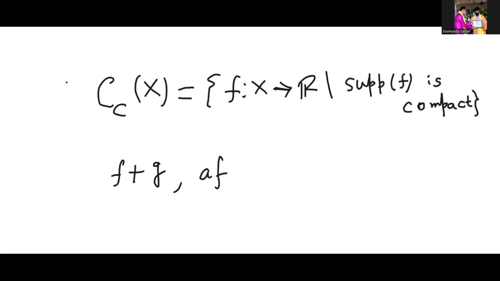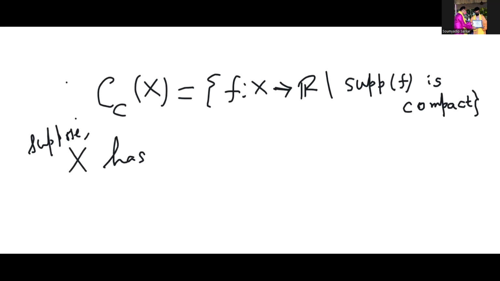So what is that construction? That is very natural. Suppose this X has a Radon measure on it. You know what it means precisely; I'm not being too pedantic. Strictly speaking, on X I have a sigma algebra, and on that sigma algebra I have some function which is my Radon measure. So in short, we say X has a Radon measure on it.